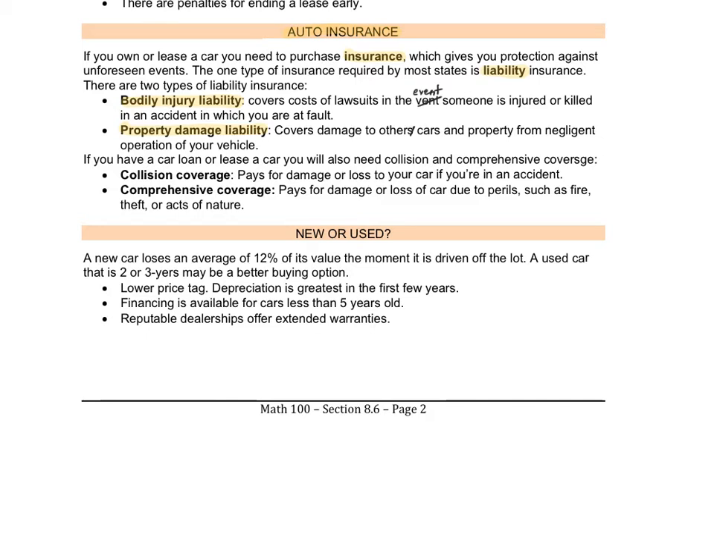If you have a car loan or you lease a car, you'll also need collision and comprehensive coverage. Okay, this is getting ridiculous. Coverage. So collision coverage pays for damage or loss to your car if you're in an accident, and comprehensive coverage pays for damage or loss of a car due to perils such as a fire, theft, or acts of nature.